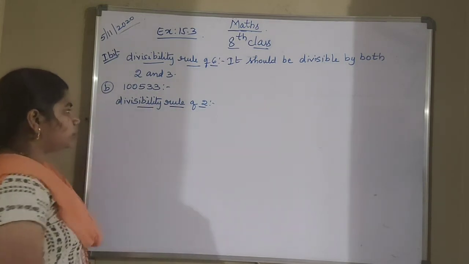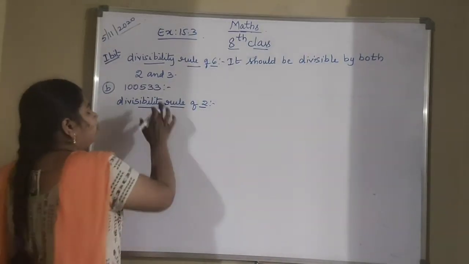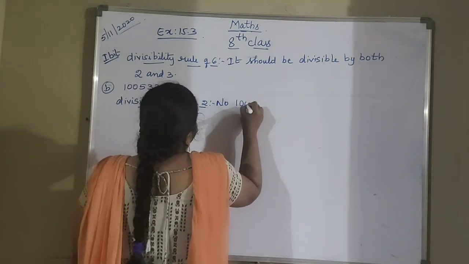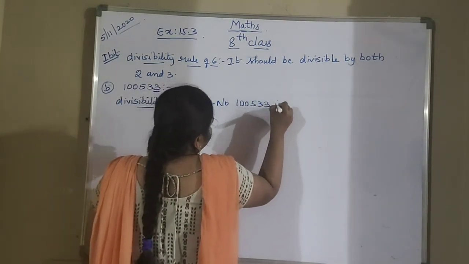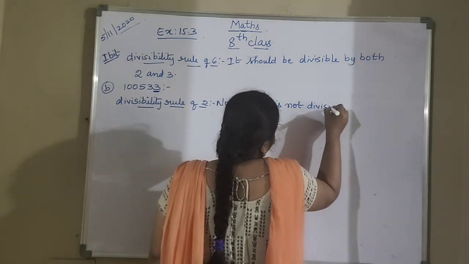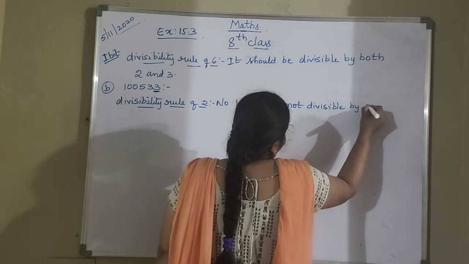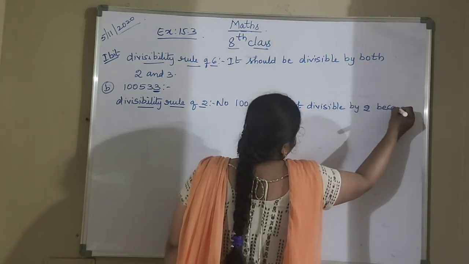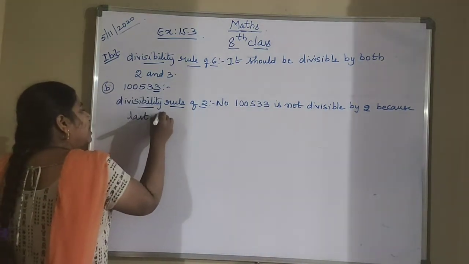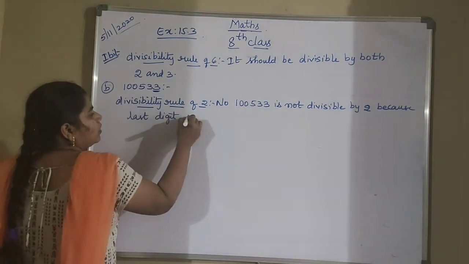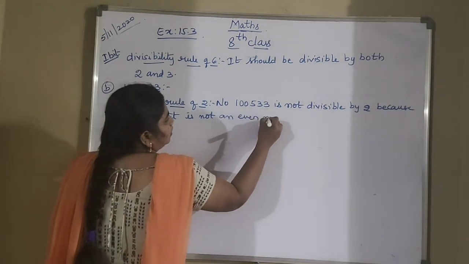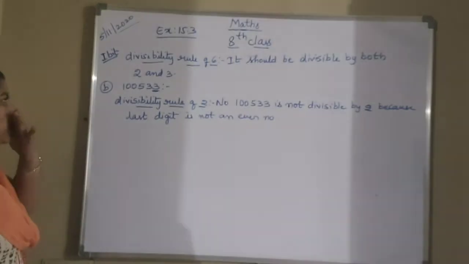So what is the divisibility rule of 2? The last digit should be an even number. But here 3 is an odd number. So 100533 is not divisible by 2, because the last digit is not an even number. So this is the divisibility rule of 2.